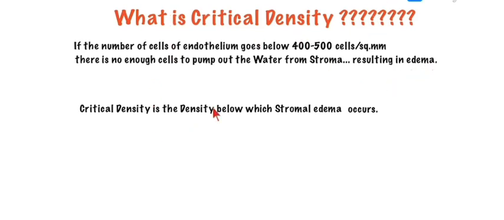So what is critical density? The definition is: critical density is the density below which stromal edema occurs. Since we know the water is stored in the stroma, being the hydrophilic layer of the cornea, it results in stromal edema. So what is very required here is the pumps of the endothelium.